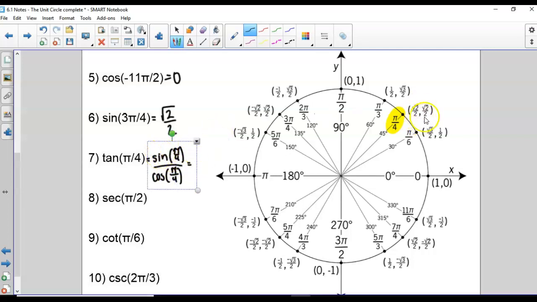So sine is my y coordinate, so that is square root of 2 over 2. And cosine is my x coordinate, which is also square root of 2 over 2. So what is the square root of 2 over 2 divided by the square root of 2 over 2? It is 1. So when you see one that is not sine or cosine, it's going to take a little bit of extra work.